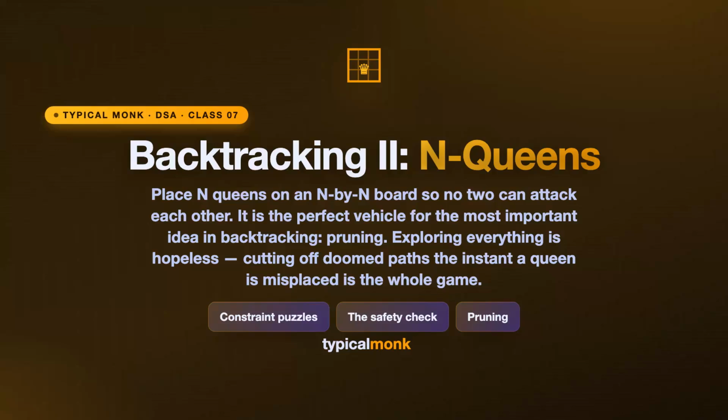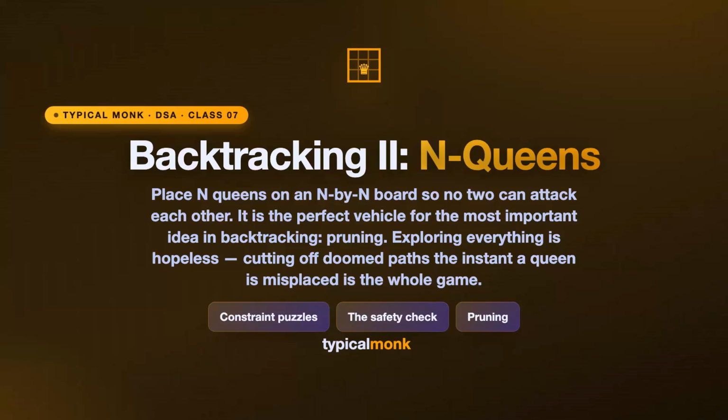Place n queens on an n by n chessboard so that no two of them can attack each other. It is a beautiful problem, and it is the perfect vehicle for the single most important idea from last class, pruning. In subsets and permutations, we mostly explored everything. In n queens, exploring everything is hopeless. The possibilities are astronomical. What makes the problem tractable is aggressively cutting off doomed paths the instant a queen is placed where it cannot work. Here, pruning is not a nice optimization. It is the entire game.